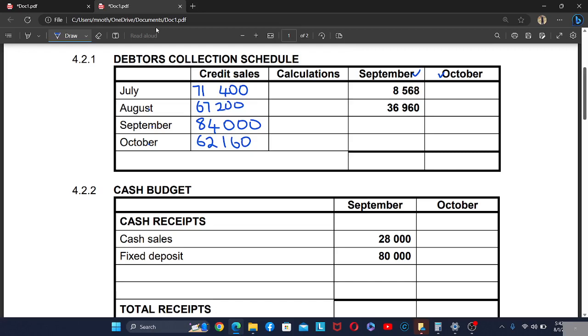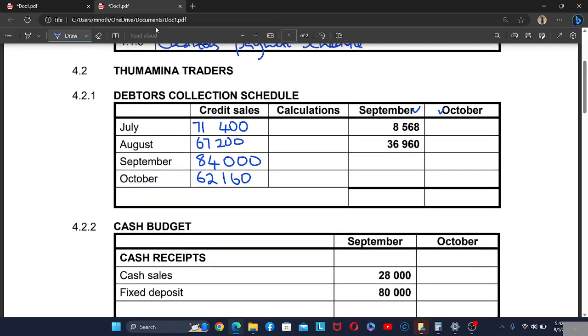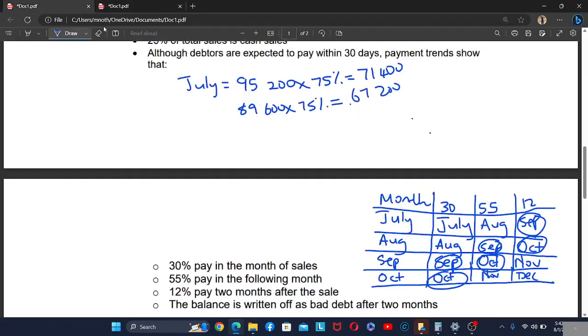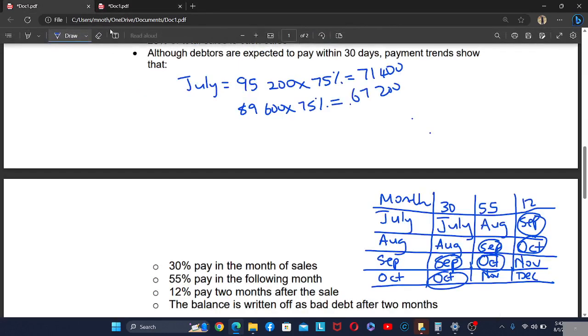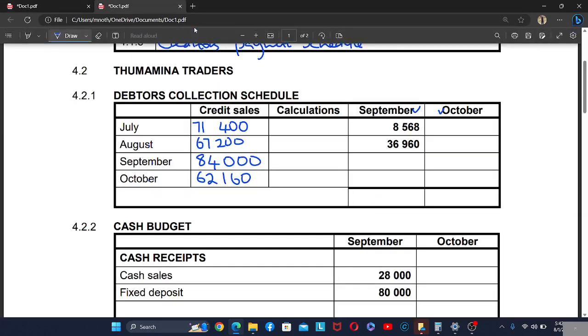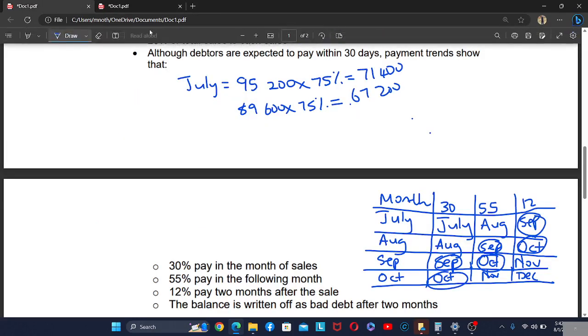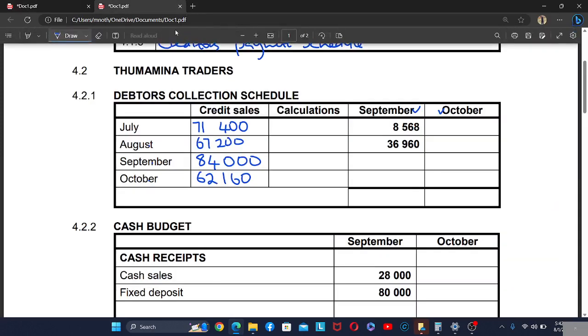Okay. Now let's go to August. In August, when August is a month of sale, 55% will be paid in September. So it's already calculated. And then 12% will be paid in October. So this means that we are going to say that, and this space is small. So let's just do it here.